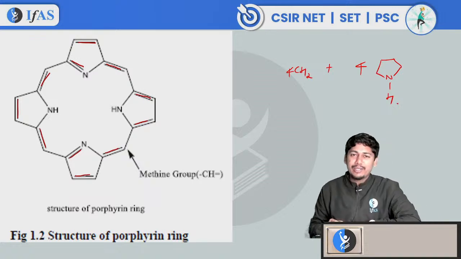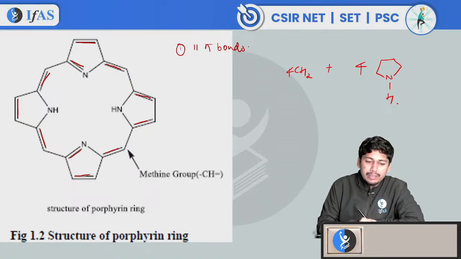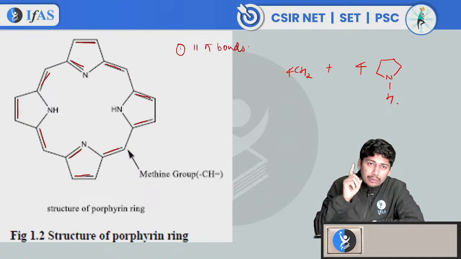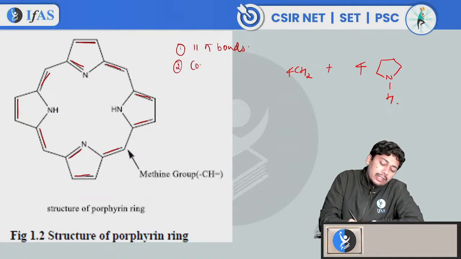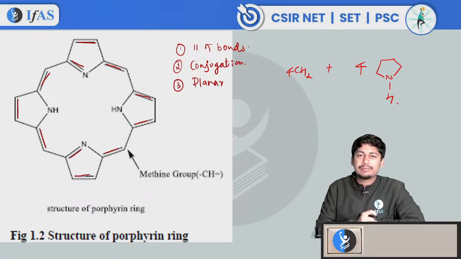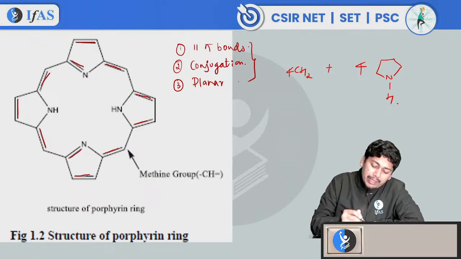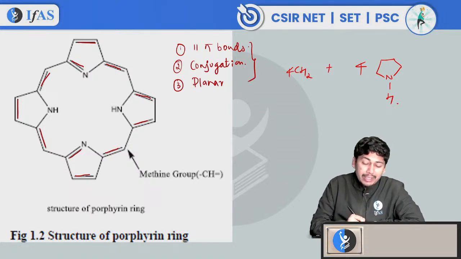Very good guys. Here you will find 11 pi bonds, and these 11 pi bonds are in conjugation. So conjugation is present, and this ring is also planar. What I am hinting here, I am giving some hints to get an answer out of you. I have 11 pi bonds, conjugation is present, planar ring is there.